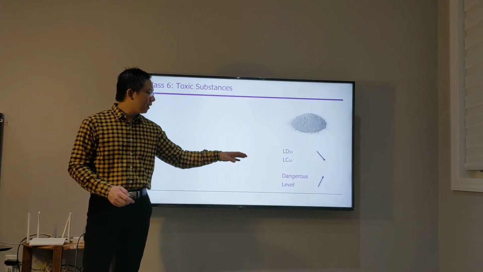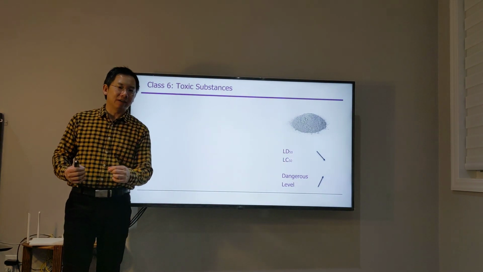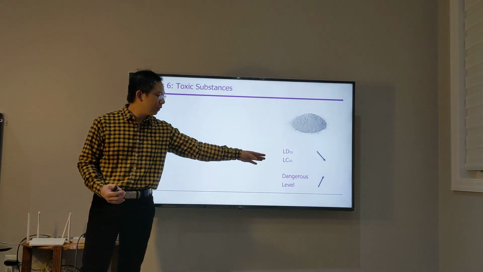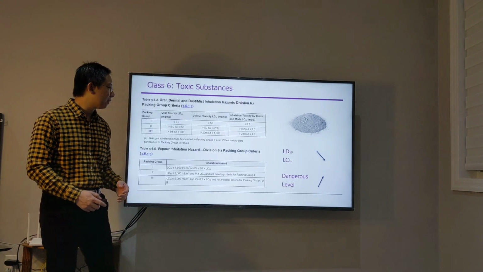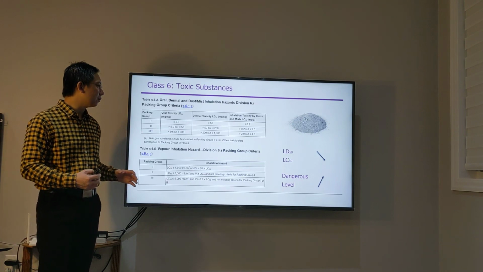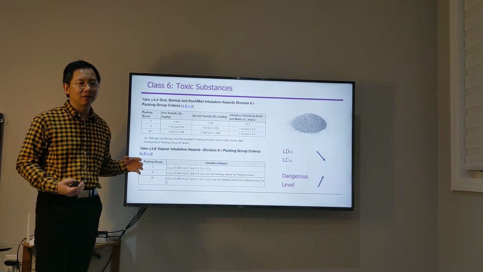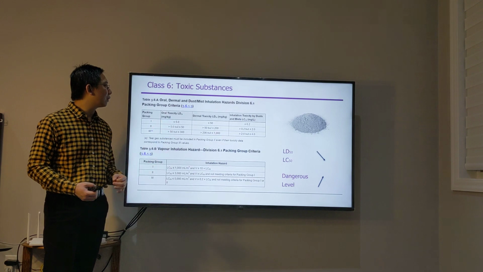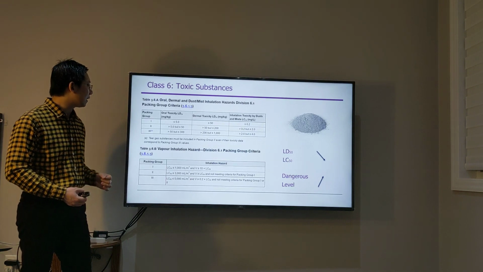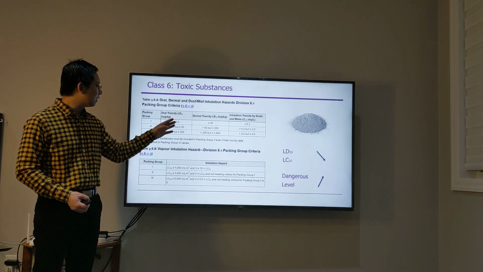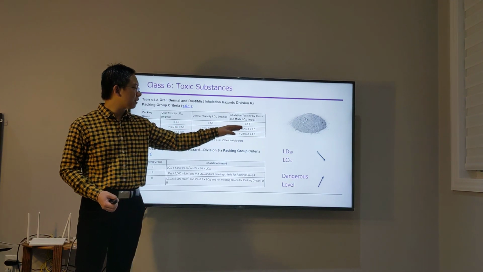So the lower the LD50 and LC50 amounts, the higher the danger level. Why? Because a smaller amount will cause the animal's death, so it's more dangerous. So here we have the definition to let us know which packing group this substance will be, and also whether this substance belongs to the toxic substances. Let's have a look at table 3.6a. Here we have the oral toxicity LD50, the dermal toxicity LD50, and also the inhalation toxicity by dust and mist.